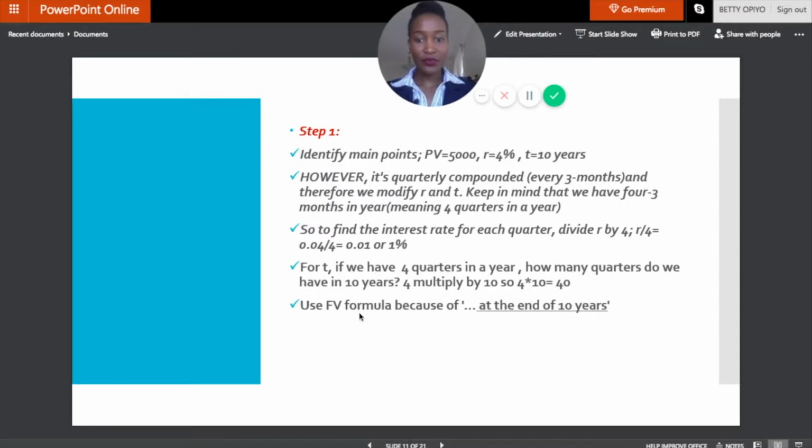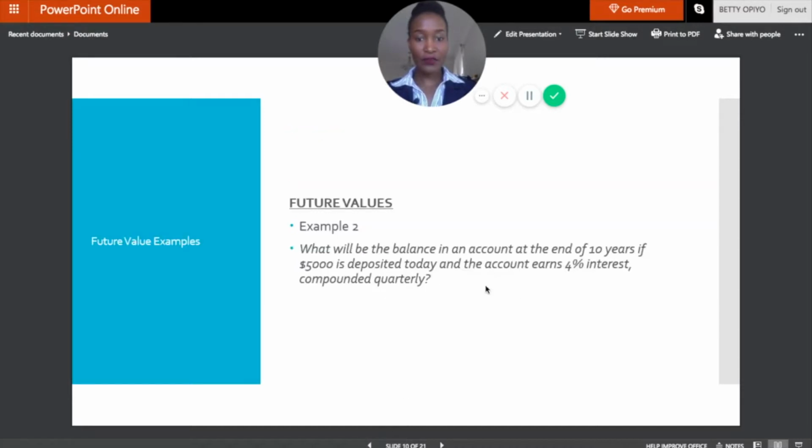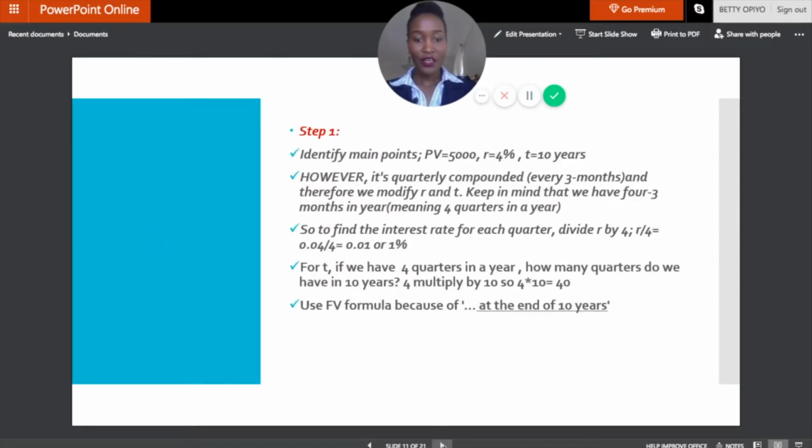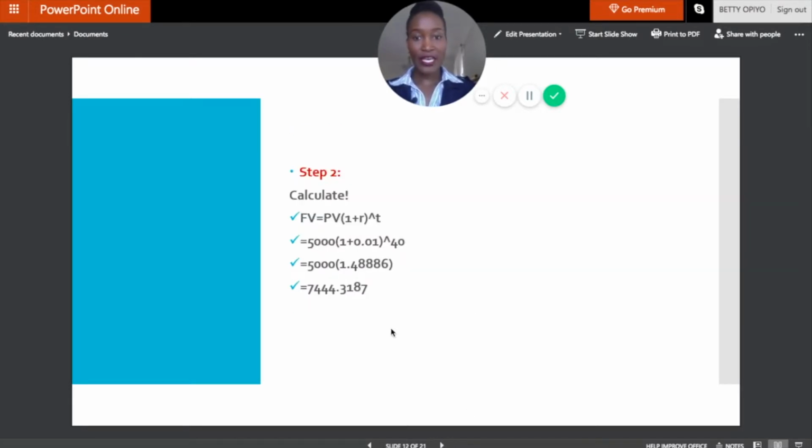And we are using the future value formula because you'll have a clue from the question, because it's saying the account at the end of 10 years. At the end of 10 years, or 10 years from today, is a time in the future. So that gives you a clue that we'll be using the future value formula.